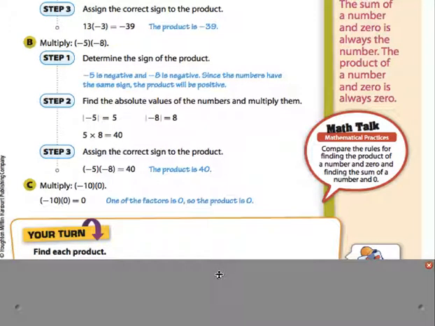This next section says your turn. Find each product. So pause the video, try on your own to figure out the product or the answer to each one of the following problems. When you're done, push play on the video and check your answers.